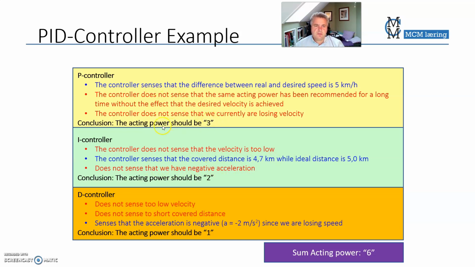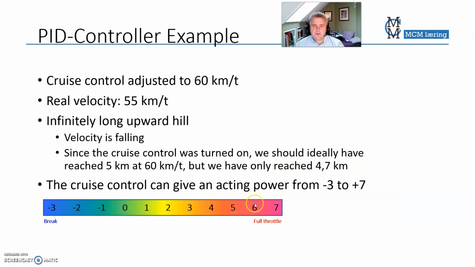So the P controller would suggest an acting power of 3, the I controller an acting power of 2, and the D controller is the one that senses that the acceleration is negative and will suggest an acting power of 1 maybe. The numbers here, of course, are based on how much each of these parts should count in the total. So the sum of suggested acting power is 6, which means rather hard step on the pedal here.